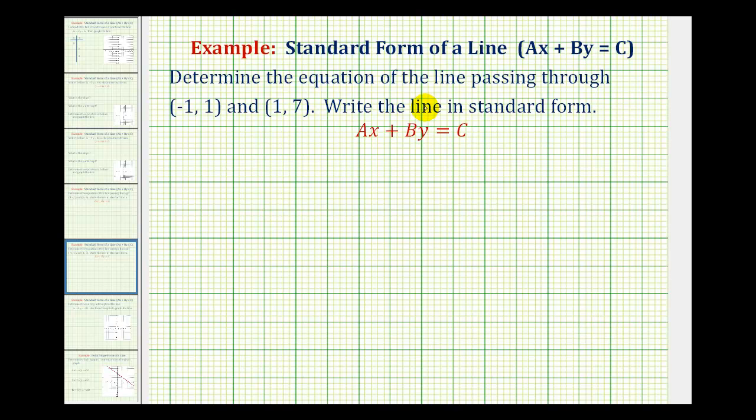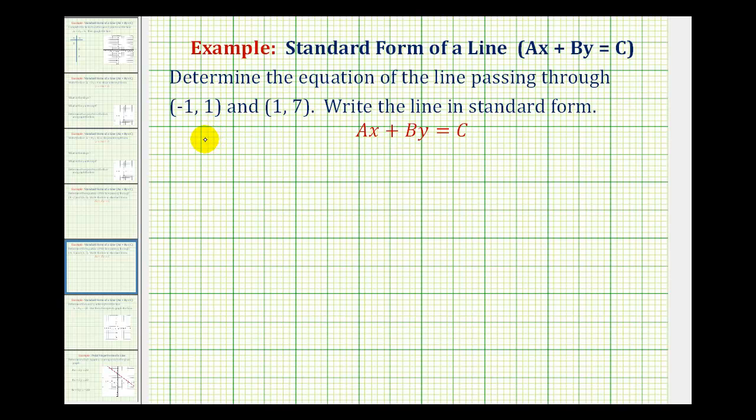We want to determine the equation of the line passing through the given 2 points, and we want that equation to be in standard form, or the form we see here. Notice how the x and y terms are on the left side, and a, b, and c must be integers. So our strategy is going to be to first find the equation in slope-intercept form, and then convert the form of the equation to standard form.